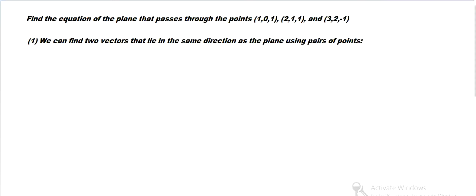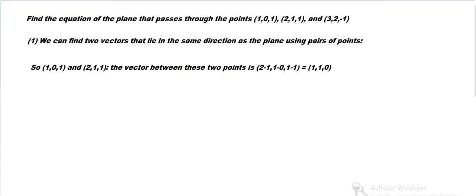So we can take the first two, and then subtract the second minus the first, and that gives the vector between the points. So 2 minus 1, 1 minus 0, 1 minus 1 gives 1, 1, 0. So that's one vector in the plane.